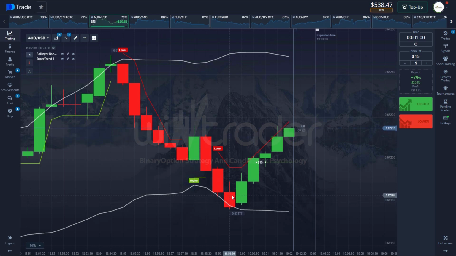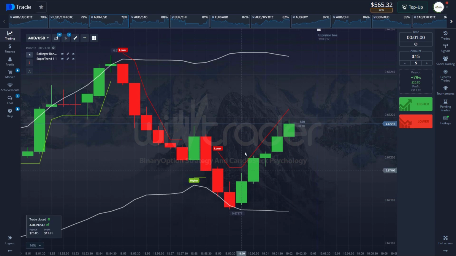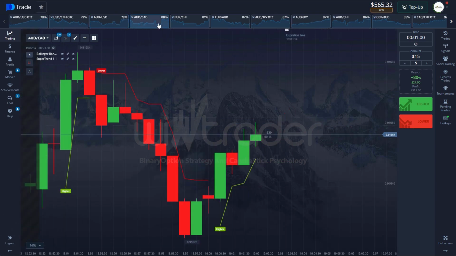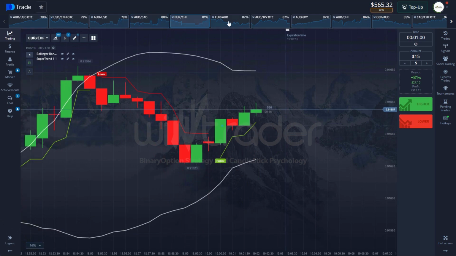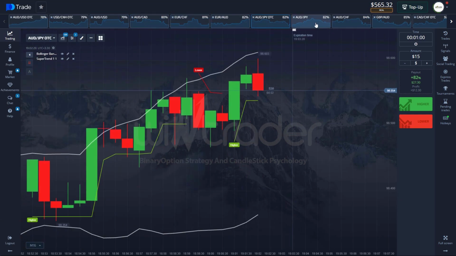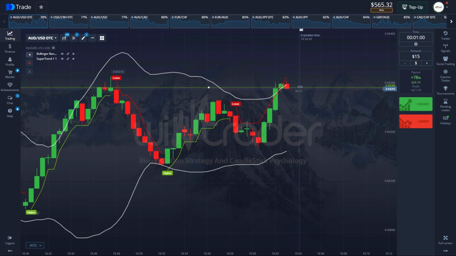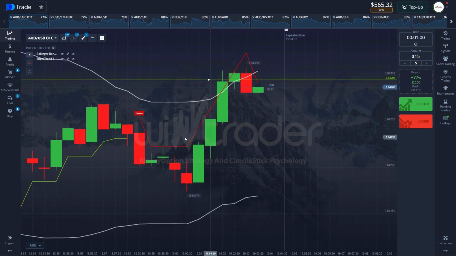This strategy name is SBB and it is a very profitable strategy. Don't forget, look at the support and resistance area and use them if possible. You can see.